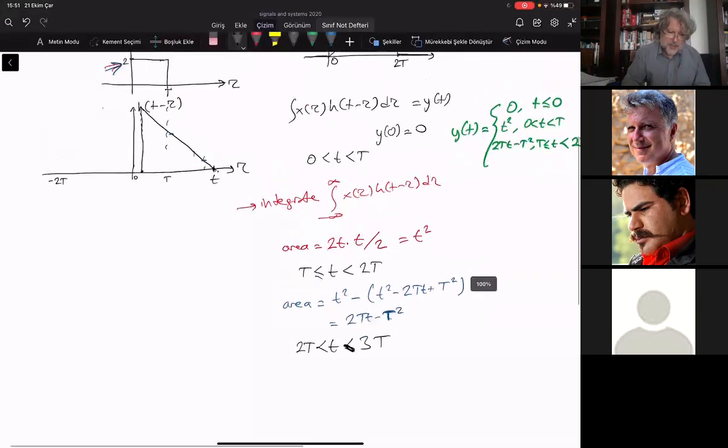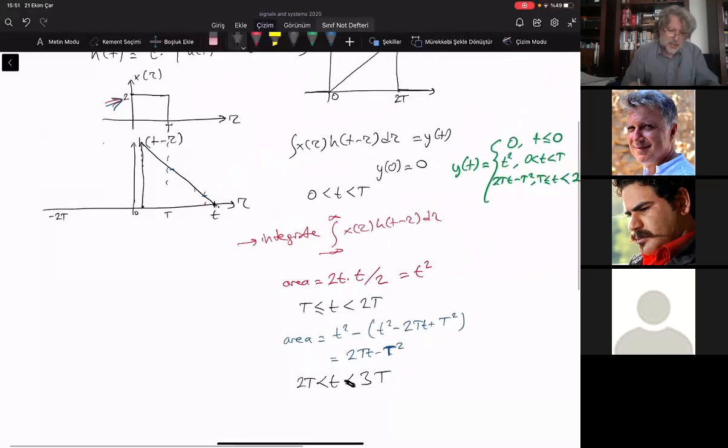So within this range, what is the intersection that we are dealing with? The intersection starts from this point, because to the left of it, h of t minus tau is 0, and it ends at capital T. So within this range, we have a shape, and the area that we will evaluate corresponds to twice the area of this trapezoid. All right.